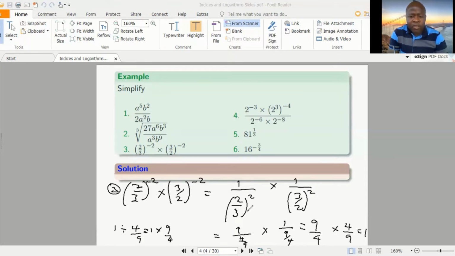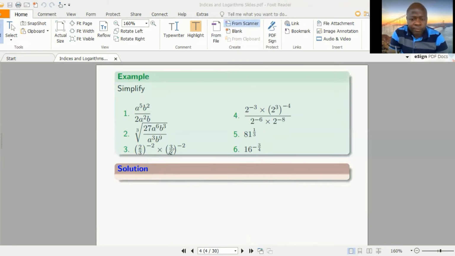Which is 1. And so that's how we do this question 3. Let me now do question 5. No, question 4. Now, question 4, you can see we have negative indices here.